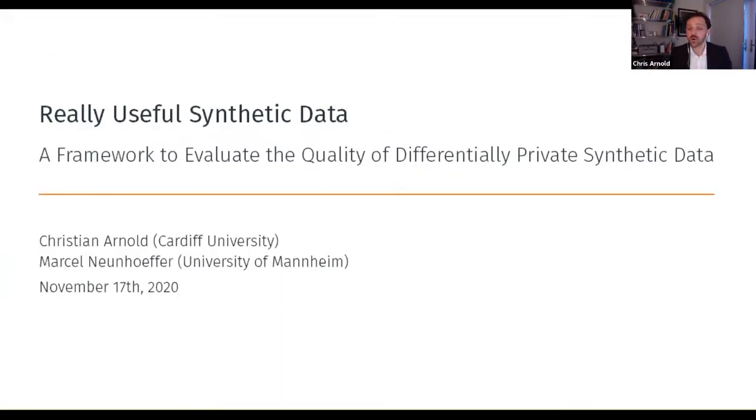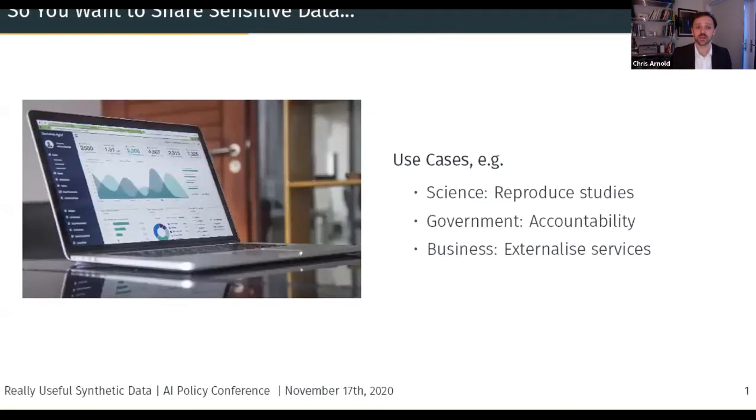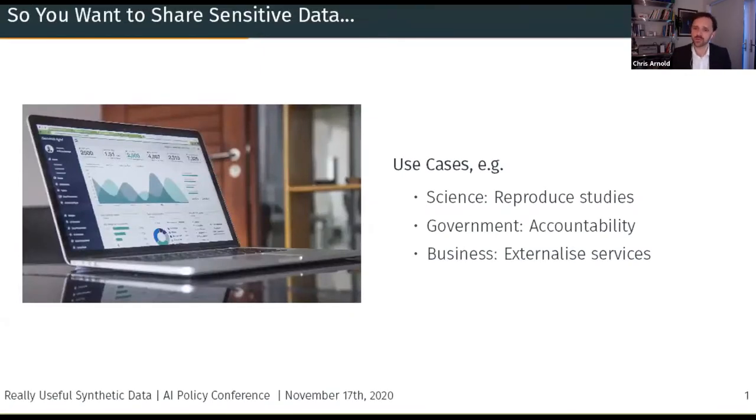Exactly, beautiful. So if we go to the first slide, what we see is a use case that is pretty straightforward, and that probably lots of people are familiar with in this context. Imagine you have sensitive data and you want to share it. How can you do that? This might be really relevant for scientists who want to share sensitive data and want other scientists to be capable of reanalyzing that data. It might be that you're a government and you want to make sure that others can reproduce your studies. Or you could be a business with your own data, and you want to externalize services. So the use cases are pretty straightforward here.